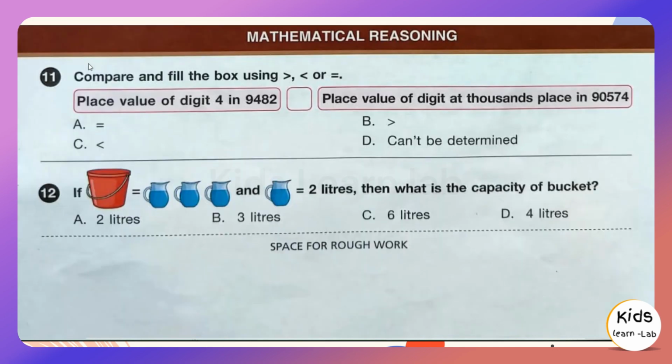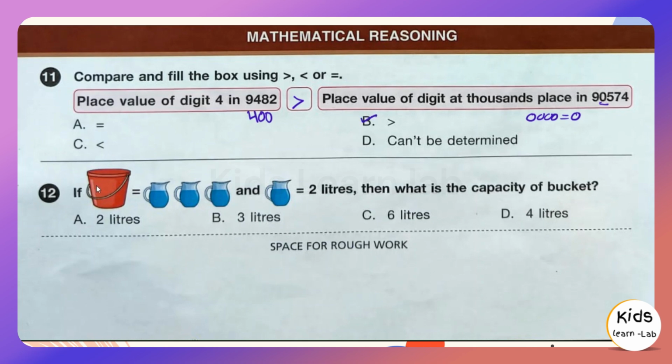Second section, mathematical reasoning. 11th question, compare and fill the box using greater than, less than or equal to. Place value of digit 4 in 9482 is. After 4, we need to put 2 zeros. We have here 2 digits, so put 2 zeros, 400. Place value of digit 8000 place in 90,574. Here place is 0, so 0, 0, 0 is nothing but 0. So 400 is greater than 0. So option B is the right answer, children.